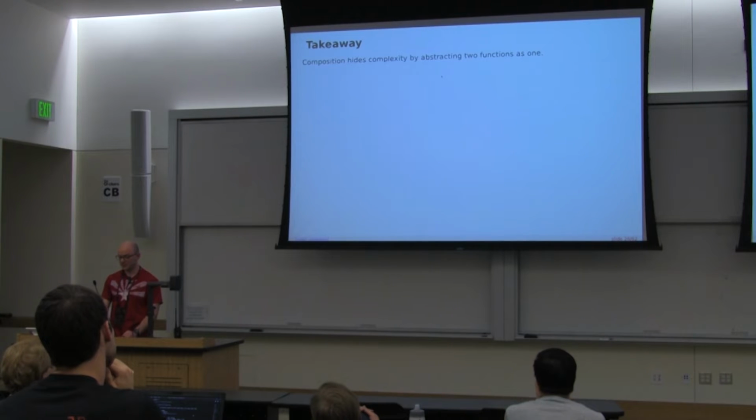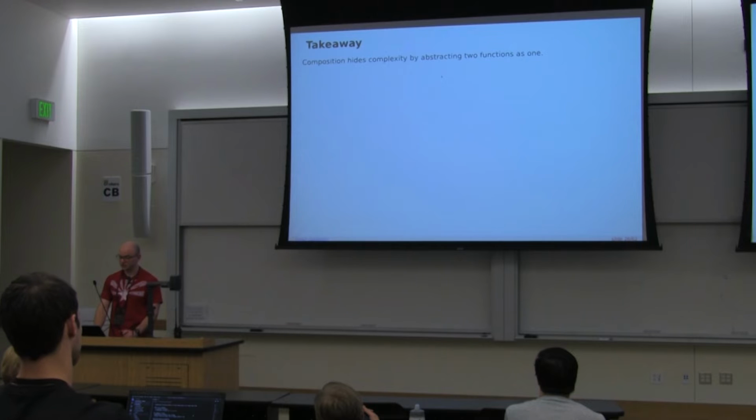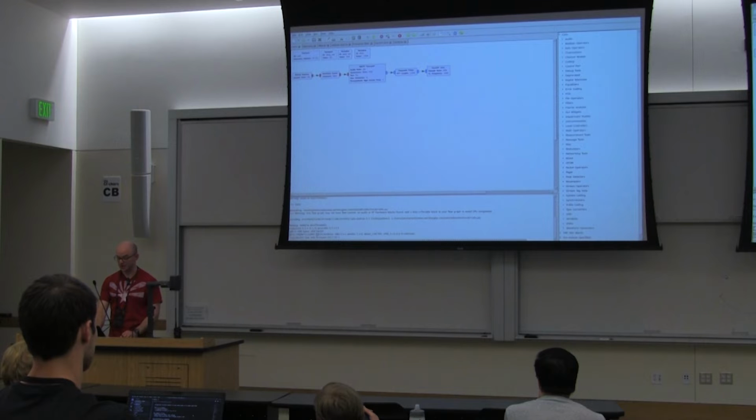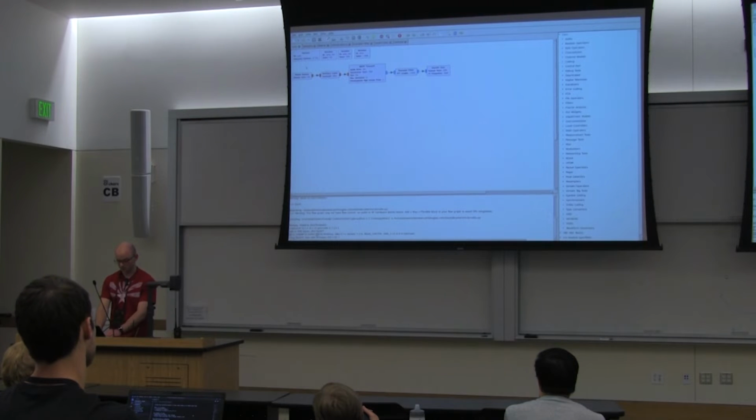So pretty simple, but the interesting takeaway, I think, is that composition is actually pretty useful for hiding complexity by abstracting. And in our case, we didn't just abstract two functions as one. We have many levels of composition happening to turn these 1, 2, 3, 4, 5, 6 blocks into a single block.